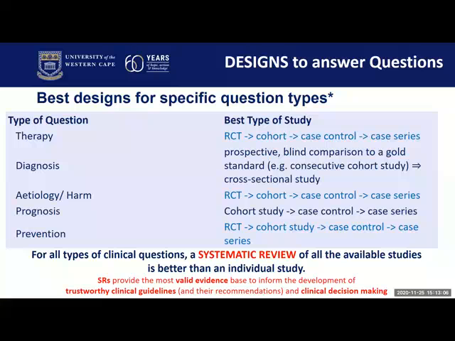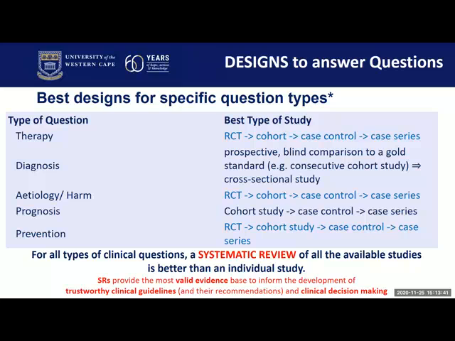Next, we're going to look at the design to answer your question, and I've already referred to some of this in the previous slide, where I said for your therapy question, you look at RCTs. Your etiology question, you can also look at RCTs or cohort studies. Your prevention question also looks at RCTs. But as I also said earlier on, the design that answers most types of questions would be a systematic review, especially of RCTs. A review of all available studies is better than an individual study.